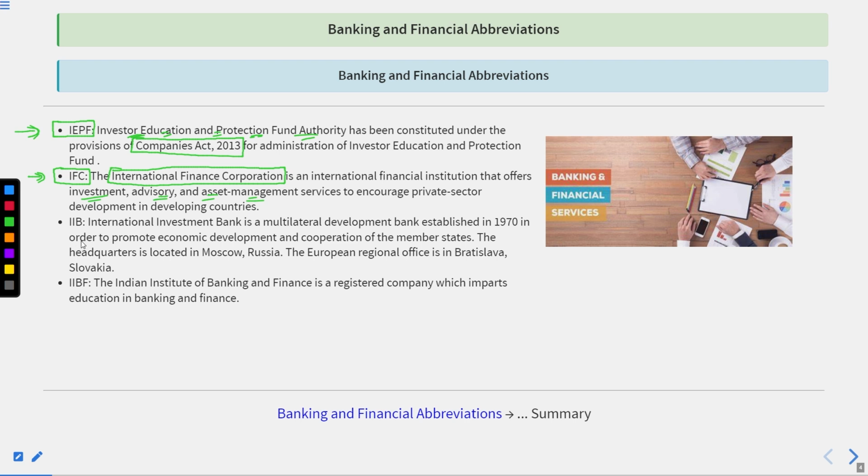Then we have IIB. It stands for International Investment Bank. It is a multilateral development bank which was established in 1970 in order to promote the economic development and cooperation of the member states. Headquarters are located in Moscow, Russia, and the European regional office is at Bratislava, Slovakia.